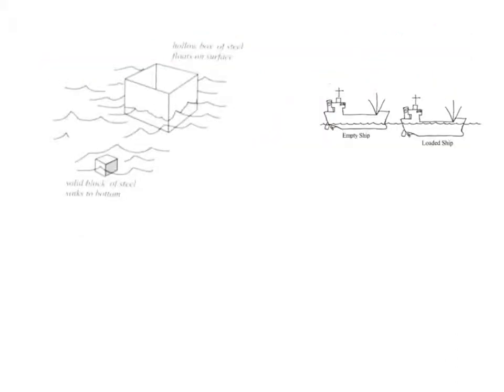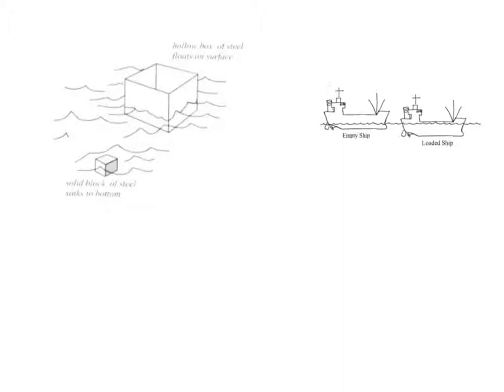So let's look at this another way, right? Suppose we have a 2-ton block of steel. Steel's 9 times denser than water, so the 2 tons of steel will only displace about 2/9 or 0.22 tons of water. The buoyant force is not going to be nearly enough to float the block, so it will sink. That's this block of steel here.